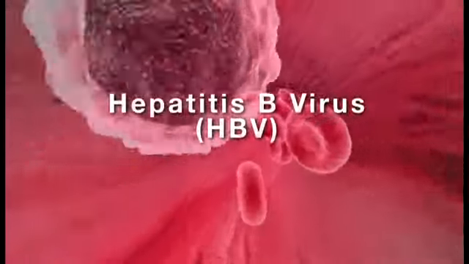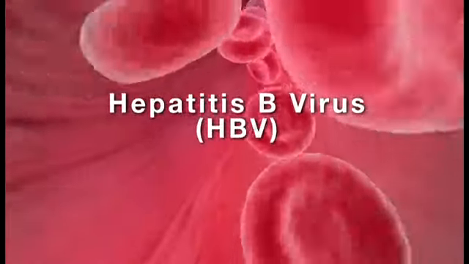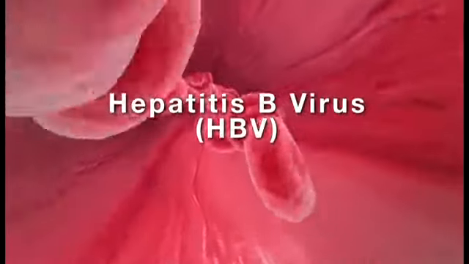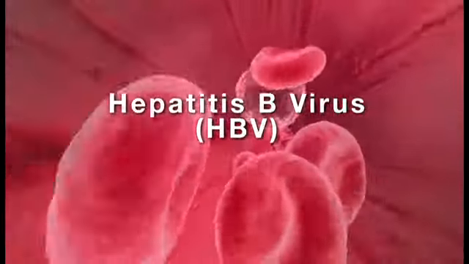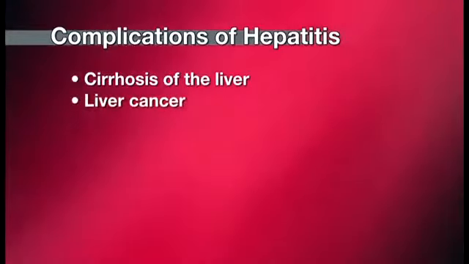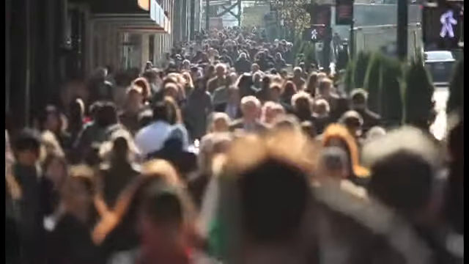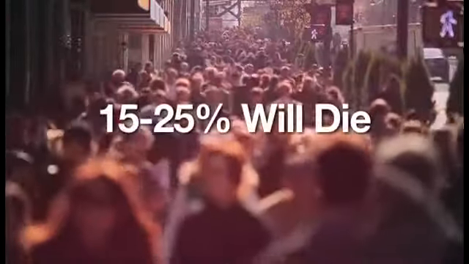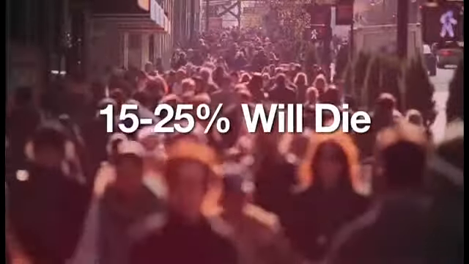The hepatitis B virus, HBV, is one of the primary causes of hepatitis, an infection that causes inflammation of the liver. Complications of hepatitis include cirrhosis of the liver, liver cancer, and liver failure. There is no known cure for HBV. In the U.S., approximately 15 to 25% of people infected with HBV will die as a result.